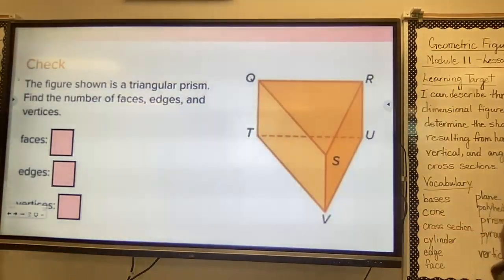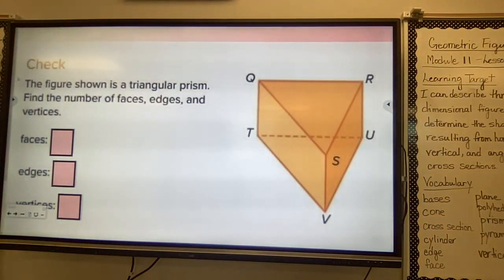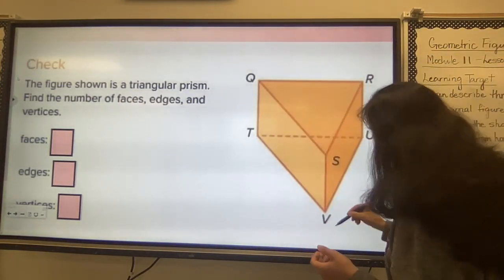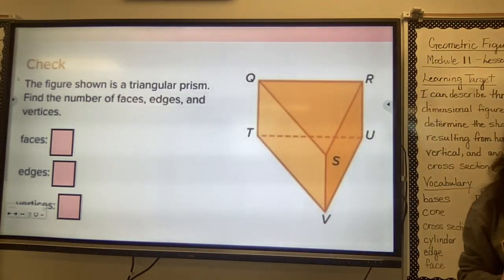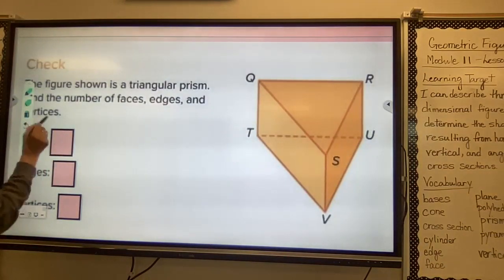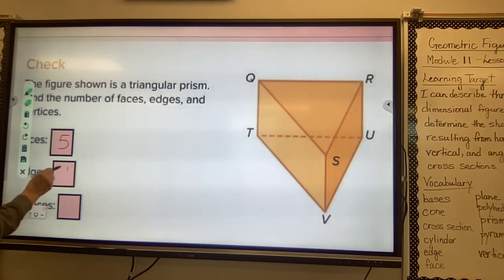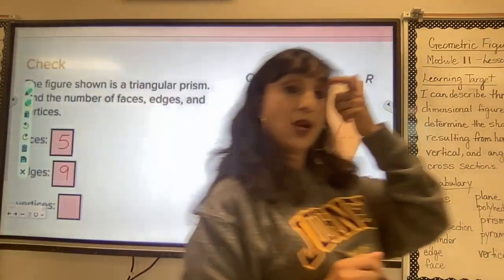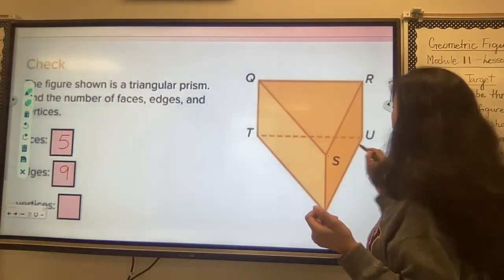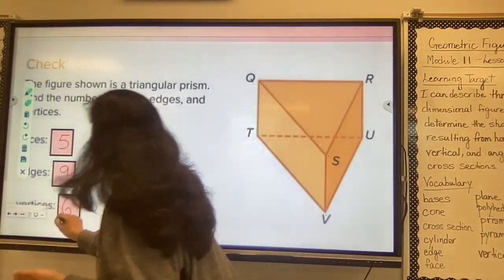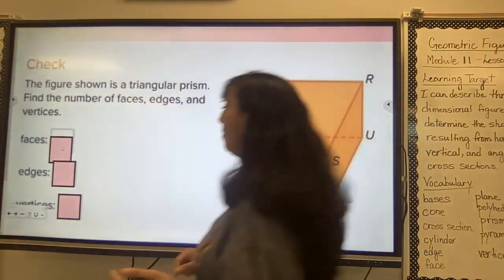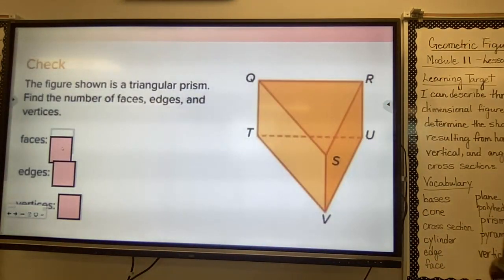Okay. So now let's look at how many edges there are. So we have 1, 2, 3, 4, 5, 6, 7, 8, 9. Okay, so we just said that we have 5 faces, we have 9 edges. All right, and then let's look at how many vertices we have. 1, 2, 3, 4, 5, 6. So we have 6 vertices. All right, so that is how we are checking how many faces, how many edges, how many vertices, etc.